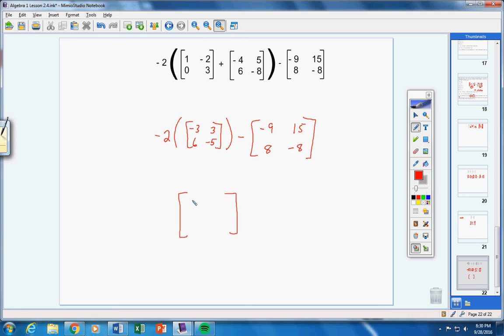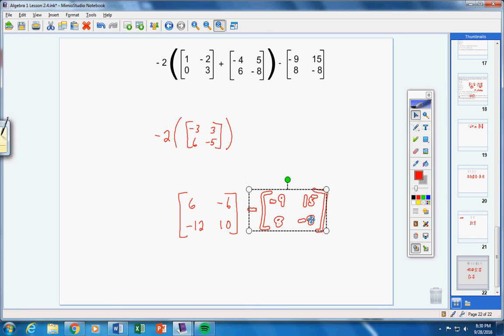Negative 2 times negative 3, positive 6. Negative 2 times positive 3, negative 6. Negative 2 times 6, negative 12. Negative 2 times negative 5, positive 10. Then bring this down right here. Now please feel free to subtract these two matrices. Please feel free to do that. I don't do it that way, but you're welcome to. Whenever I'm subtracting two matrices, I change this to a plus, and I go through and change all these signs. That becomes positive, negative, negative, positive, and now I'm ready to finish the problem.